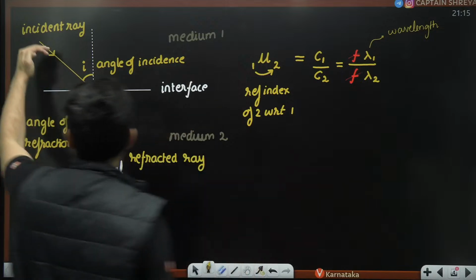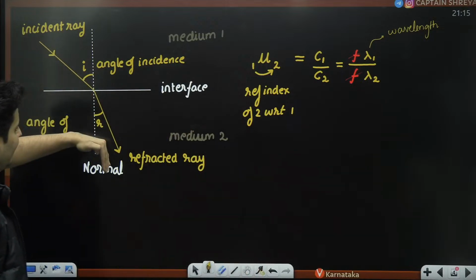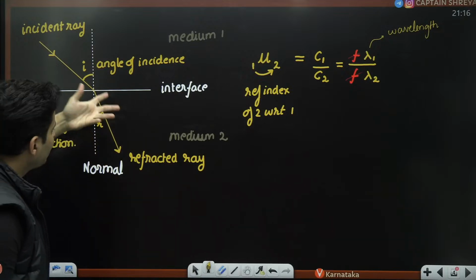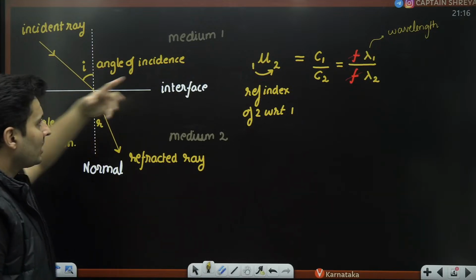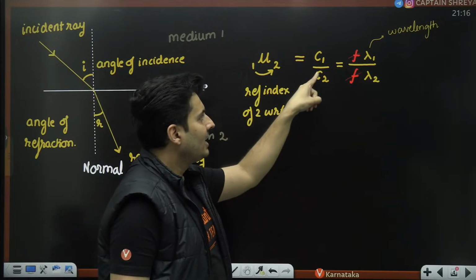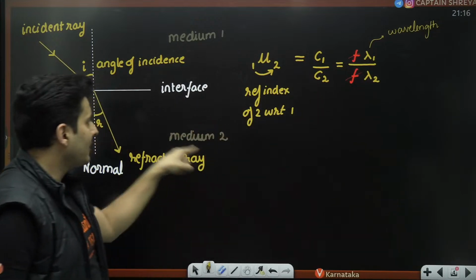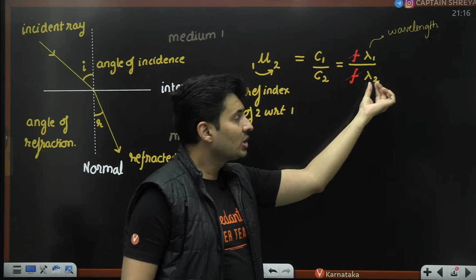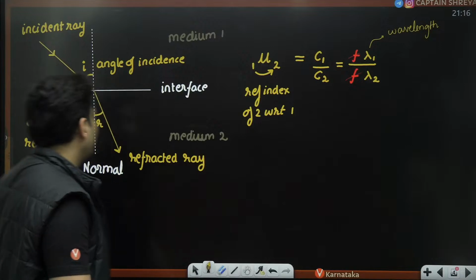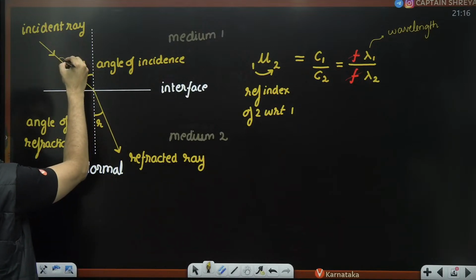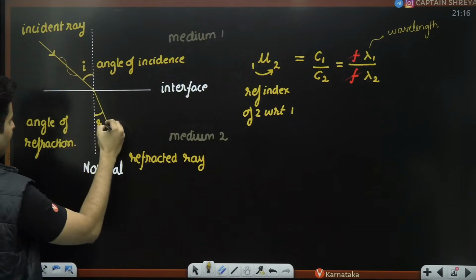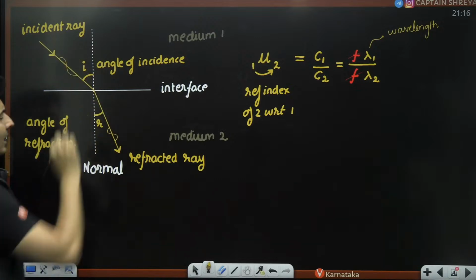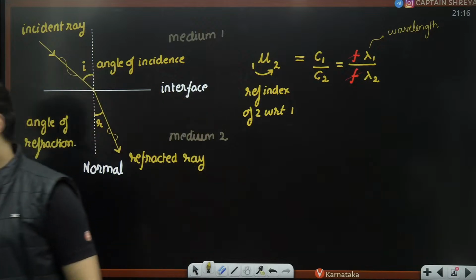So if the light in this case has bent towards the normal, this is dense medium, speed of light has reduced. That means if speed of light has reduced in the second medium, it became slower, C2 became small, so lambda 2 will also become small. So if wavelength was like this over here, the wavelength will be a smaller wavelength. It will not be that large, it will be slightly smaller.